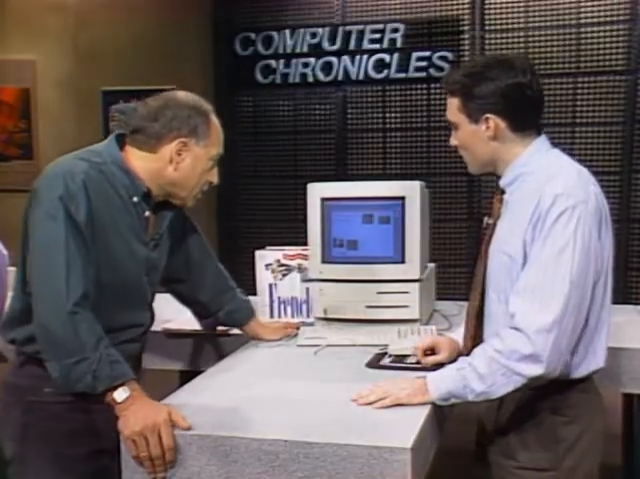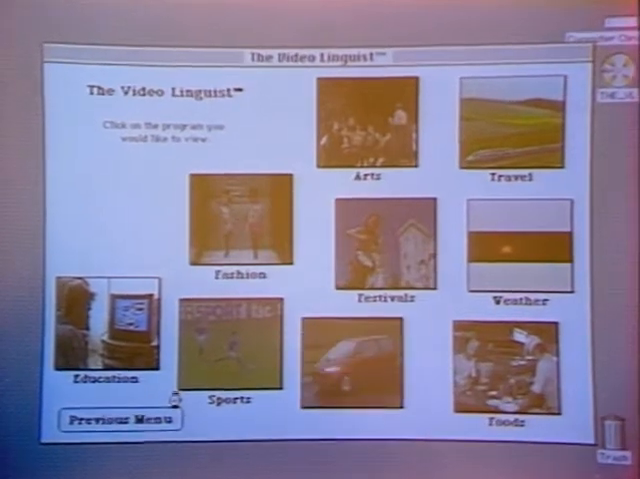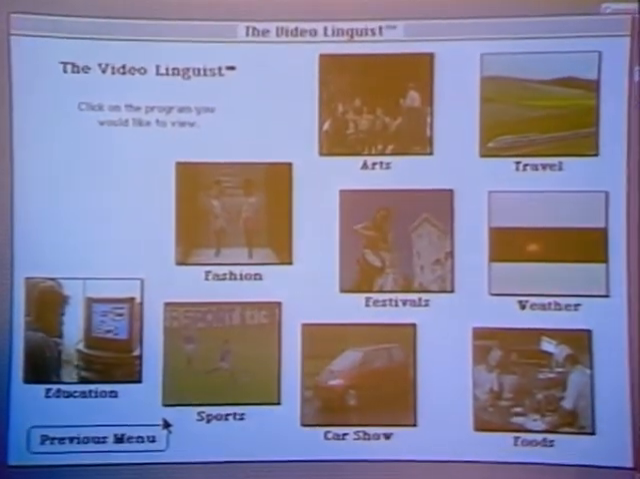So you've got lots of different chapters you can go into. Is this the main menu? Right, this is the main menu here. And there's a wide range of topics, so almost anybody would be able to find a topic that they're interested in. So we had sports, there's education, cars, foods, and all that.